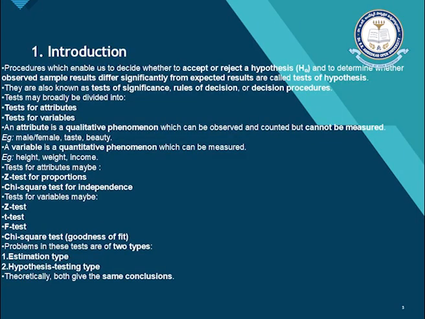An attribute is a qualitative phenomenon which can be observed and counted but cannot be measured. For example, male, female, taste, beauty, etc. are the examples of qualitative or attribute phenomena. Whereas a variable is a quantitative phenomenon which can be measured, like height, weight, income, etc.